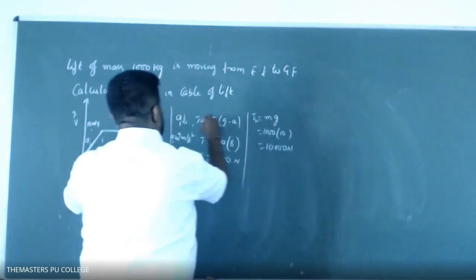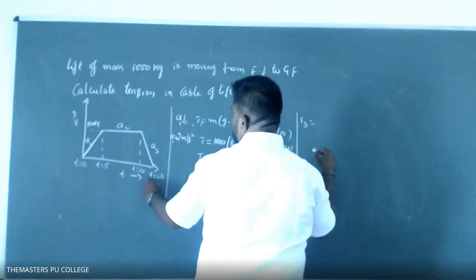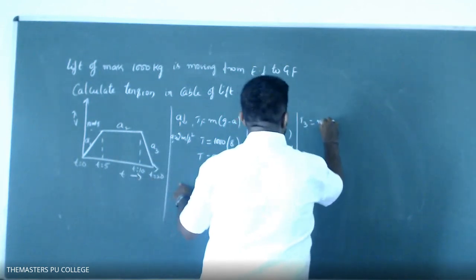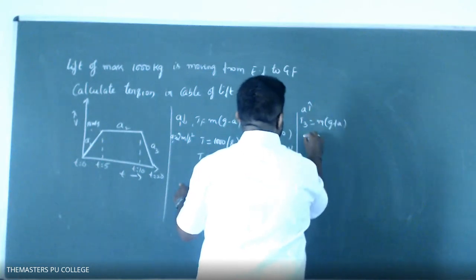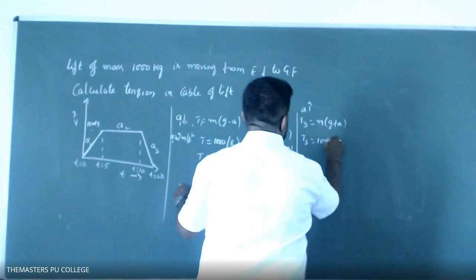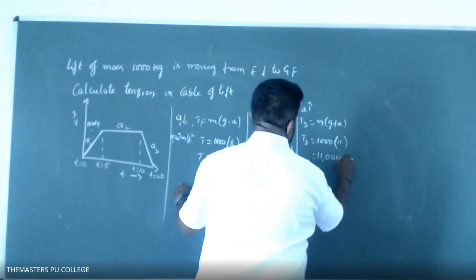T1, T2. So next T3. Here acceleration is equal to 1. It is m of g plus a because acceleration is upward. So T3 is equal to 1,000 into 11, so it is equal to 11,000.